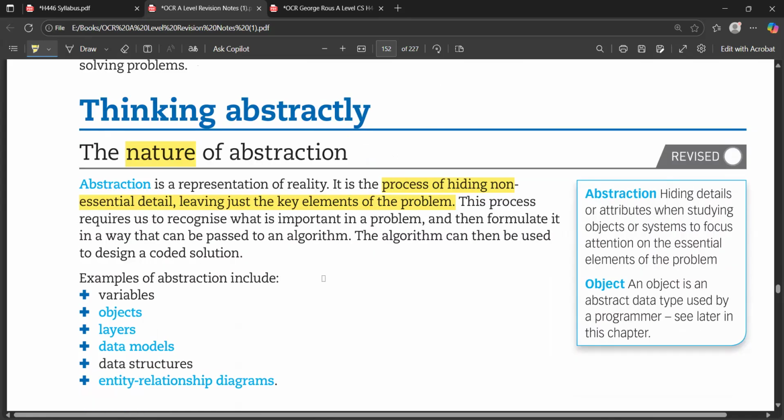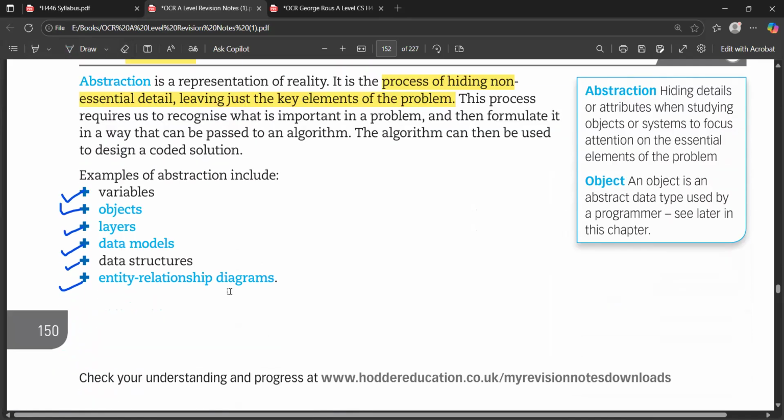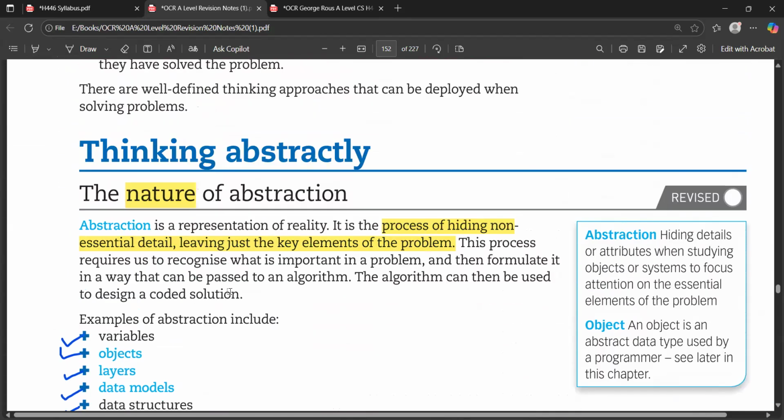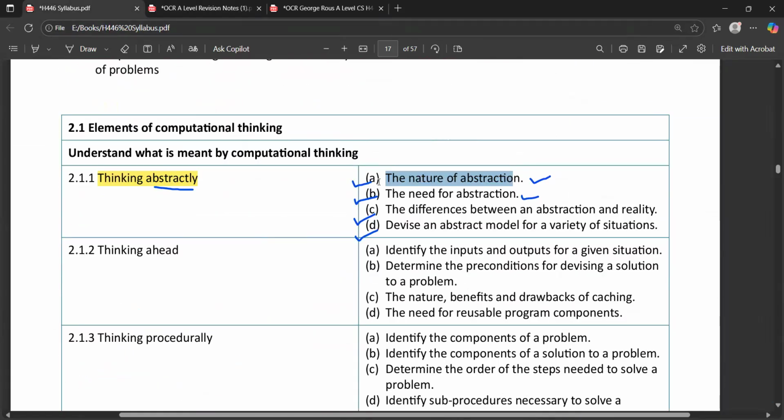So for example, of abstraction, some examples could include variables, objects, layers, data models, data structures, ER diagrams. So this is basically the nature, right? Like the four things listed here.